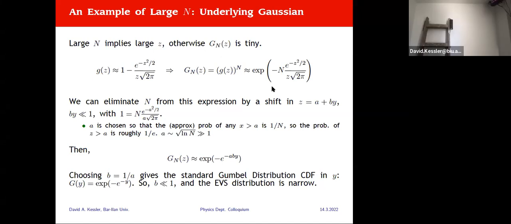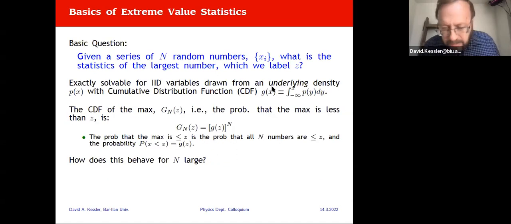And now b is 1 over a, so a is large, quote unquote. b is small, quote unquote. So we have a narrow distribution around a. So we now know how big the numbers are supposed to be. They're going to be of size a, with a width of the distribution of plus or minus 1 over a. Okay.